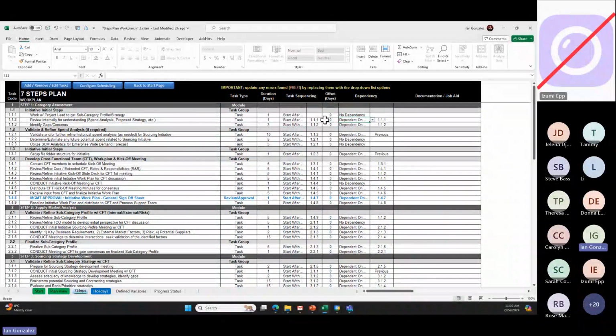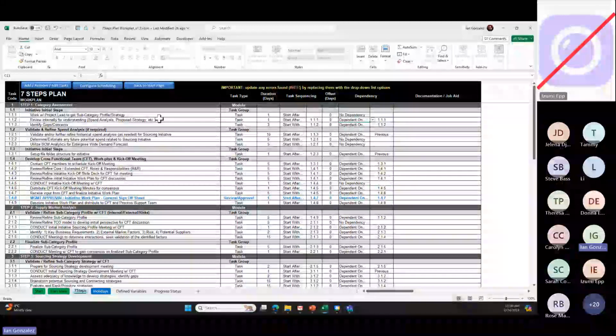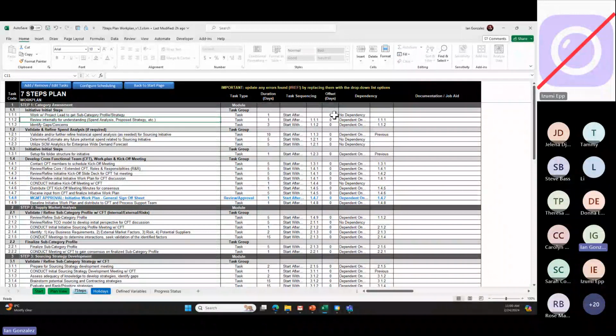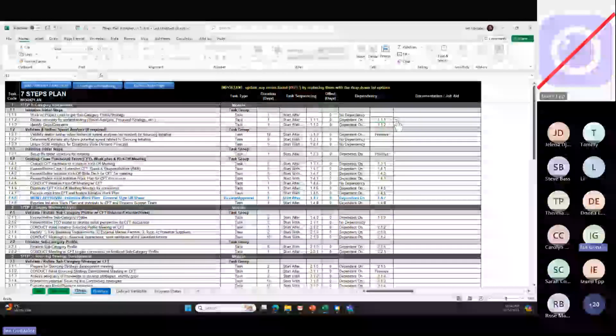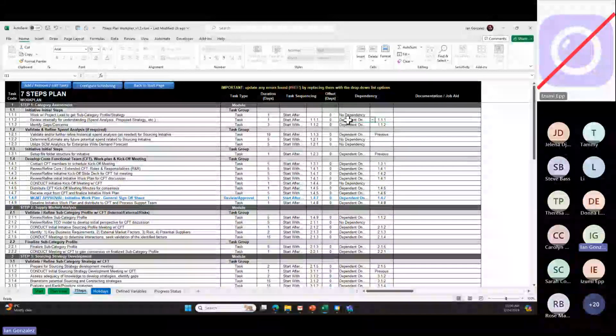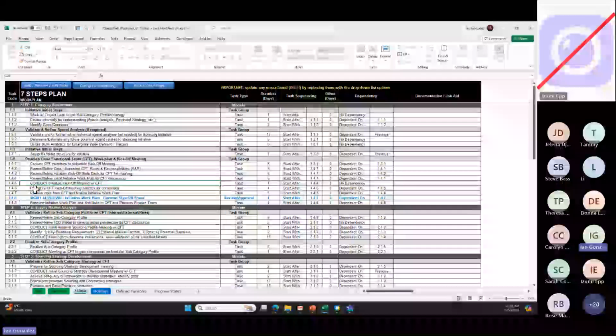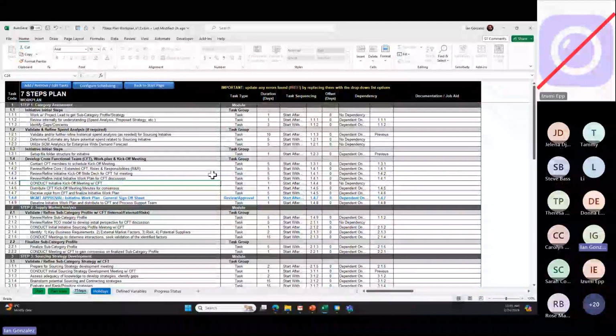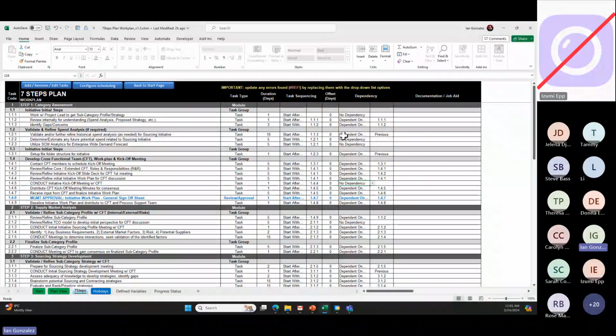So dependent means, all right, like this second step over here, review internal for review your spend analysis. It's dependent on the previous one, or 1.1.1. That means if 1.1.1 is delayed, this one is also delayed because you cannot perform this until this is finished. So some steps have no dependency. Like for example, this one, conduct your kickoff meeting with your CFT. You can do it anytime. It takes some days to do that. And it's not dependent on any of these.